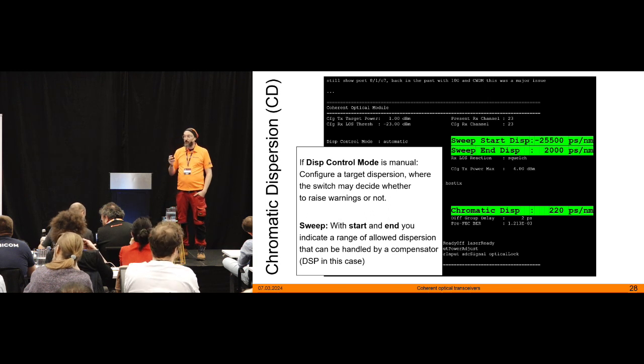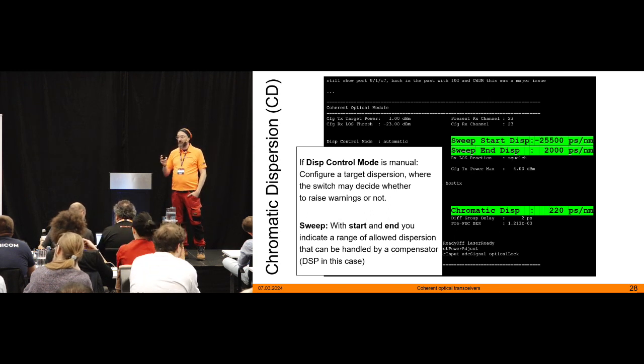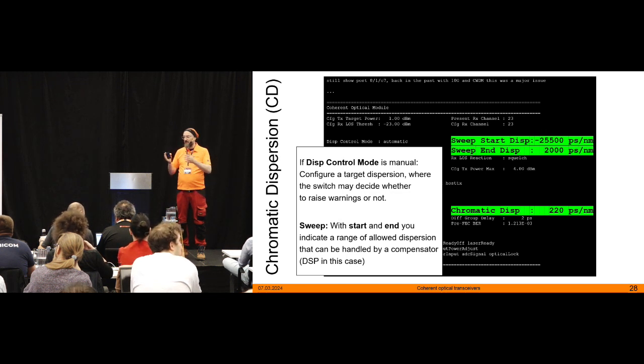And the second one is dispersion. And we do have two types of dispersion. The first one is chromatic dispersion, typically in a range up to 2000 picoseconds. And the great thing about the coherent transceivers is they can compensate this dispersion.